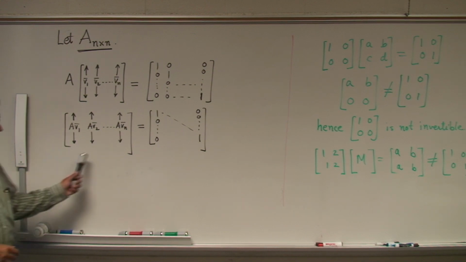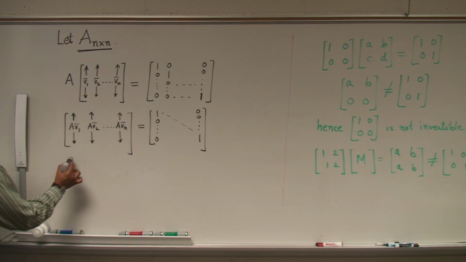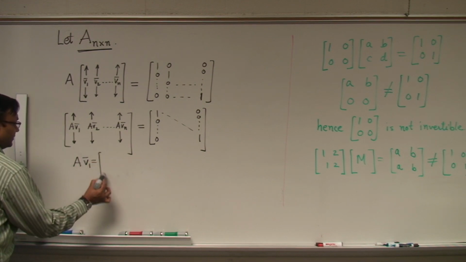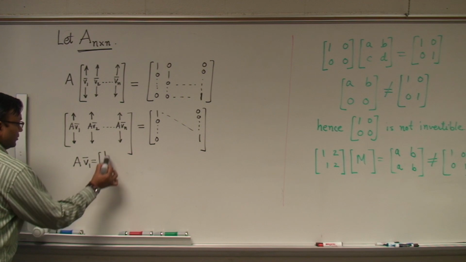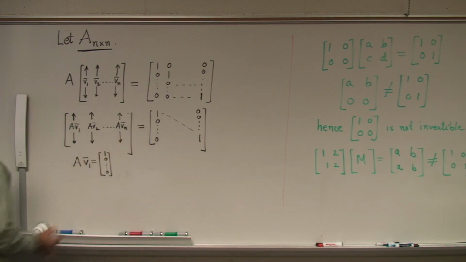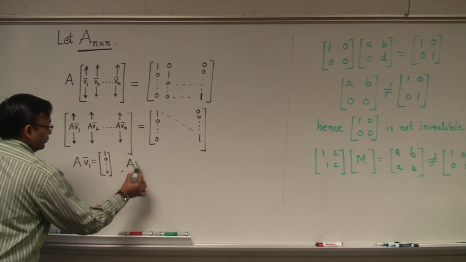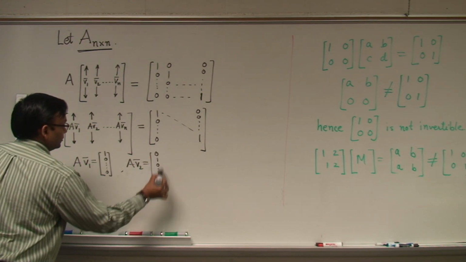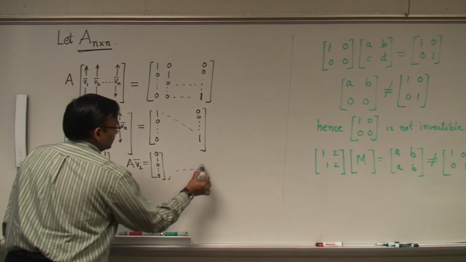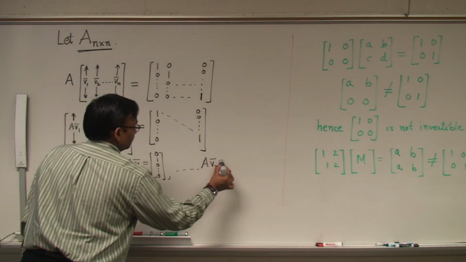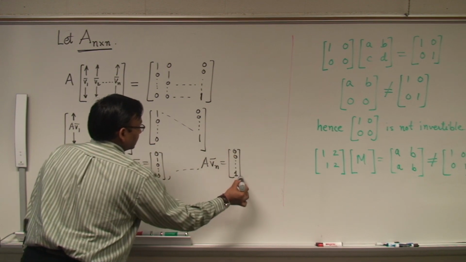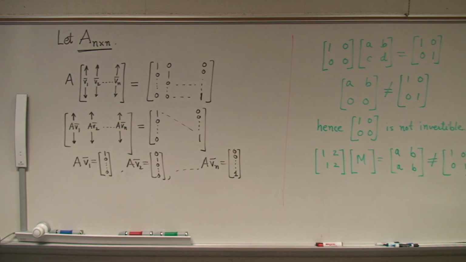If you match this matrix with that matrix, what are you looking for? You are saying A times V1 gives me the first vector 1, 0, 0. Then A times V2 will give me the second vector 0, 1, 0, 0. And if I continue like this, A times Vn will give me the vector 0, 0, 0. These vectors, they are all unit vectors.